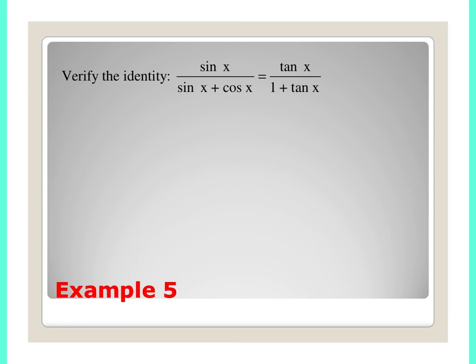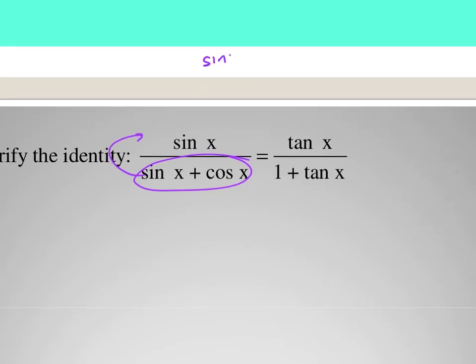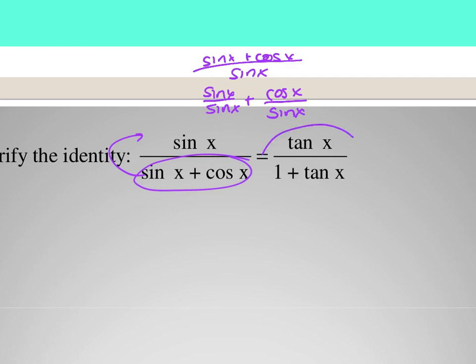All right, in this one, it says verifying the identity, sine of x over sine x plus cosine of x equals tangent over 1 plus tangent. So if this was in the numerator, you can actually split it up, so that if it said sine of x plus cosine of x over sine, you could split that into 2: sine of x over sine of x, cosine of x over sine of x. But because it's in the denominator, we can't do that. And sine and cosine can't turn into reciprocal functions, so I'm going to choose to work the right side.